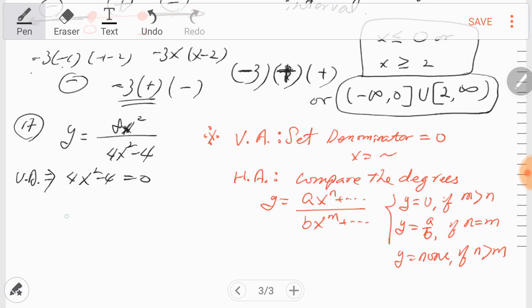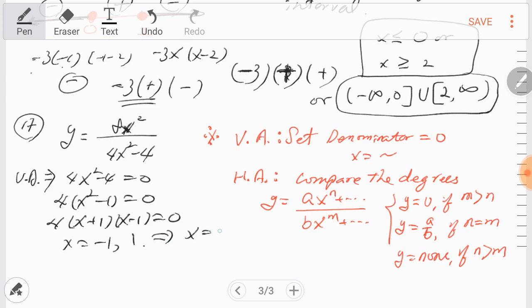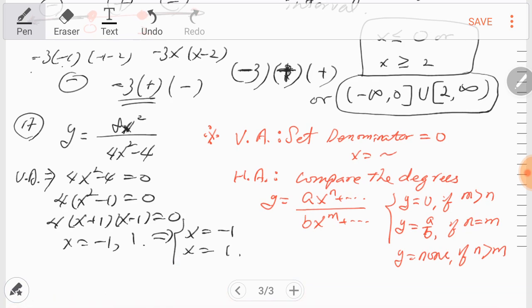Then find x. Factor out 4, then x squared minus 1 is equal to 0. Then 4 times (x plus 1)(x minus 1) is equal to 0. So x equals negative 1 and 1. So there are two vertical asymptotes, x equals 1 and x equals negative 1. And the equation for the vertical asymptote is what? X is in the vertical line, so the equation is x equals.